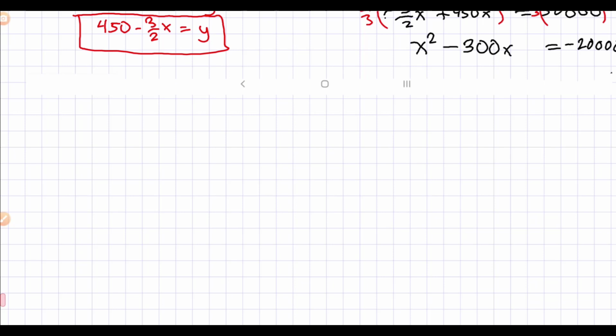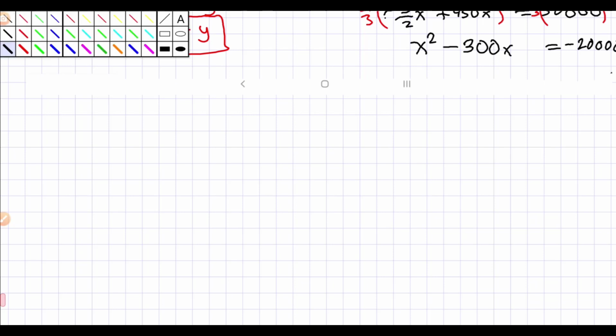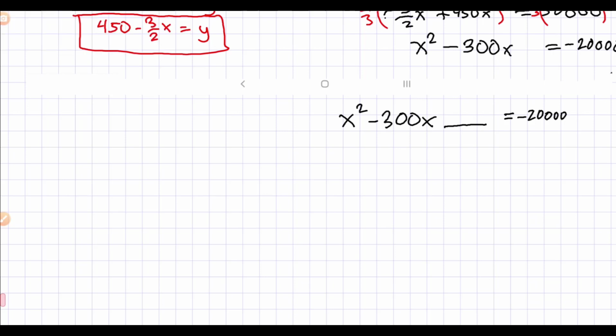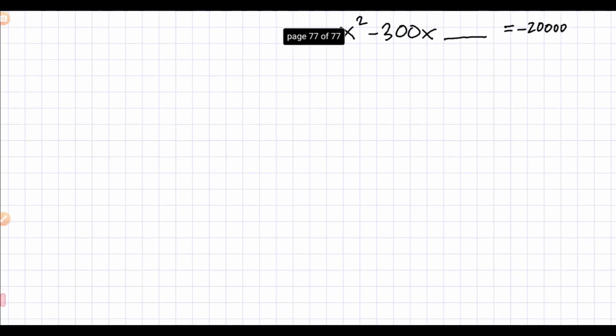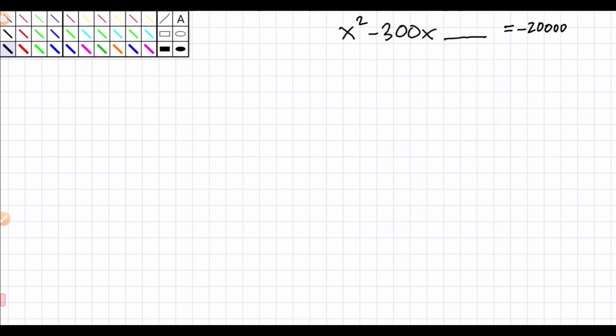All right, so I'm going to rewrite this problem. x squared minus 300x. Leave some space because I'm going to be completing the square in a second. Subtract 20,000. Beautiful. All right. Now, this should be cake work for us by now. We've been doing this so many times that we should be good at this now.